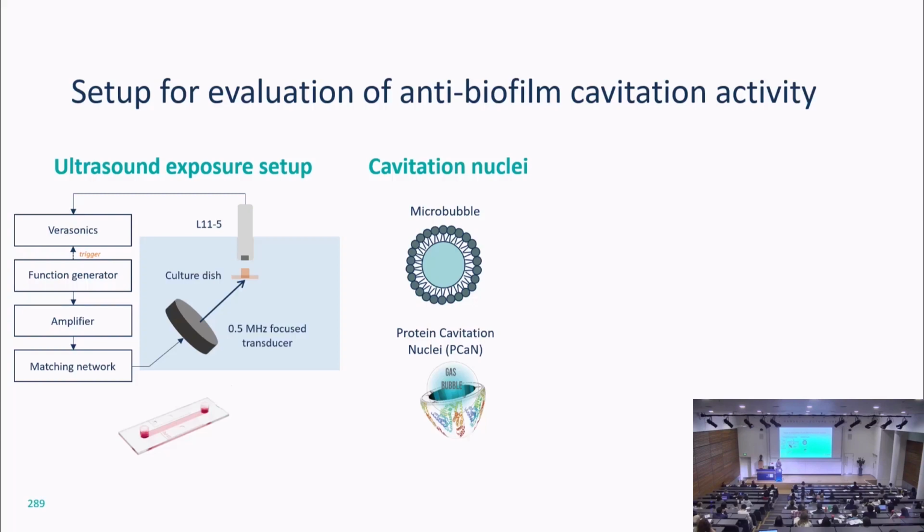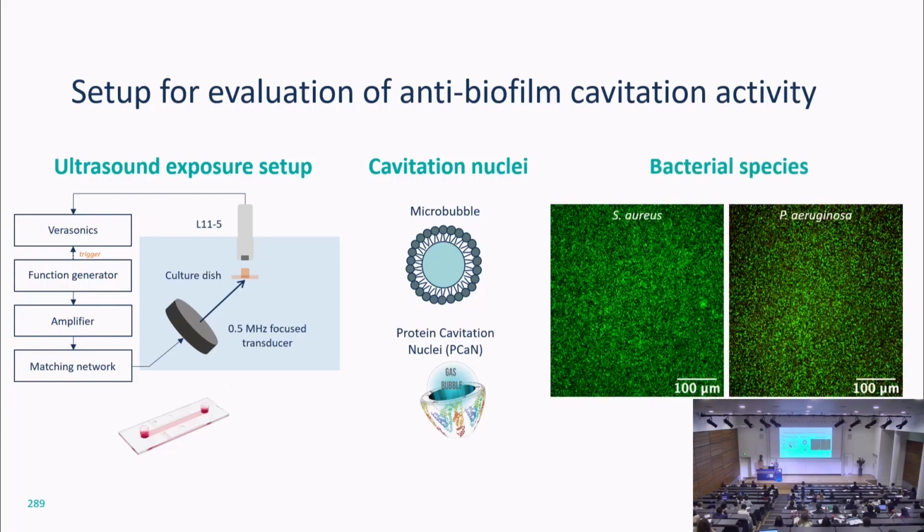So I was comparing the 2 agents, and then I was looking at 2 different bacterial species grown as biofilms, a methicillin-resistant Staph aureus strain, as well as a Pseudomonas aeruginosa strain. And the biological readout was really just looking at surface area reduction evaluated on the microscopy images.